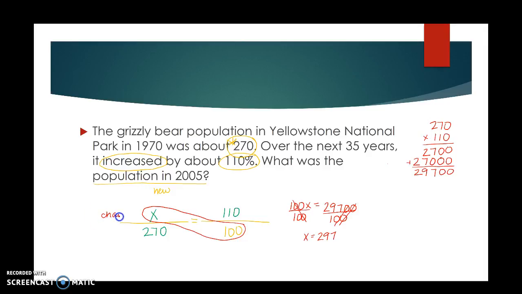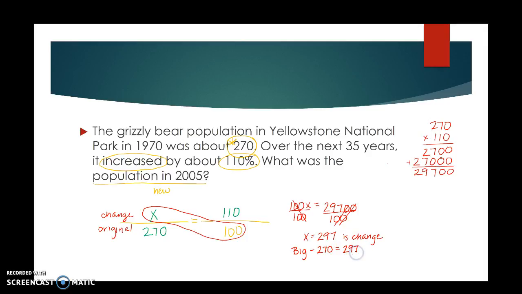Right? We know we did change over original. So we found the change. So 297 is the change. But it's asking us for the population in 2005. So if it increased over all those years, is our new population going to be bigger or smaller? Bigger, right? So we're saying that the big number minus the small, what's the small? The original, right? 270 is going to equal our change.